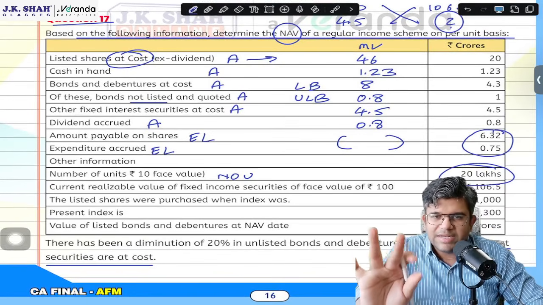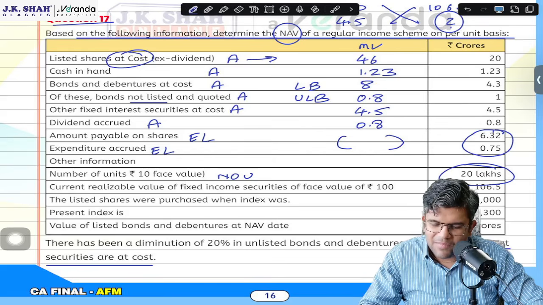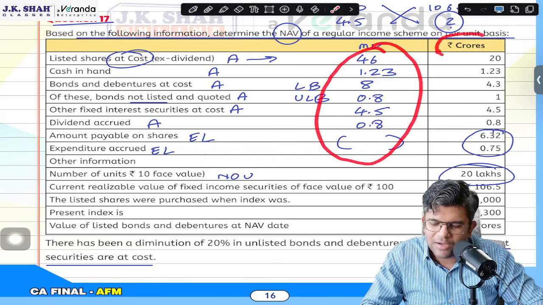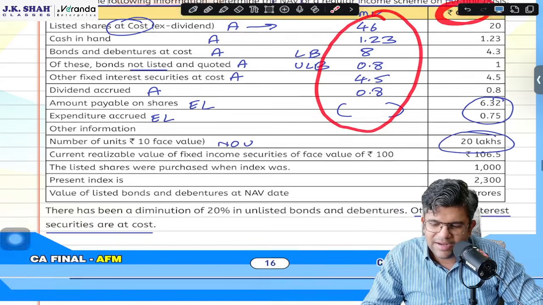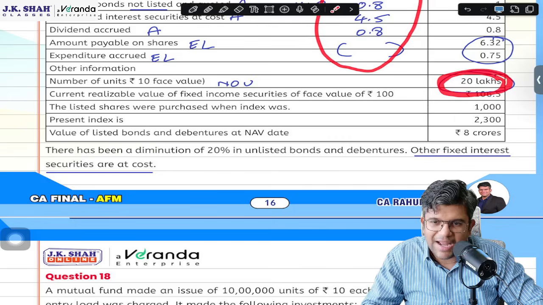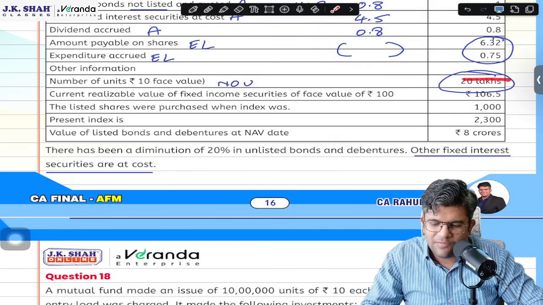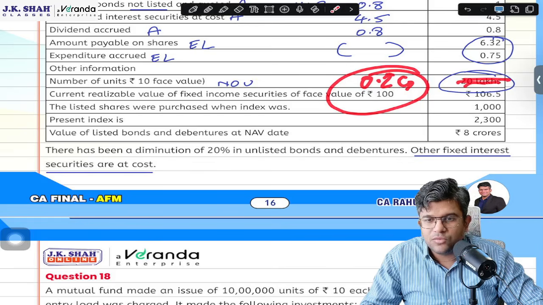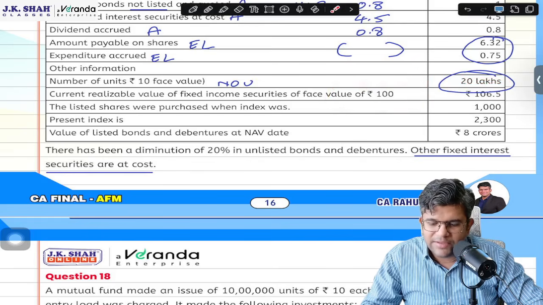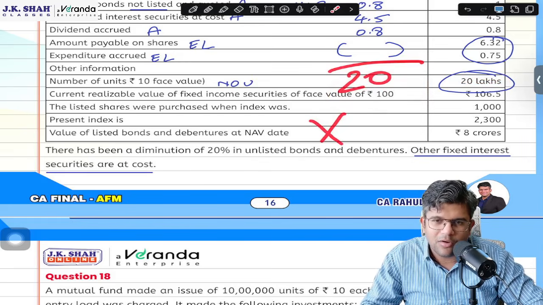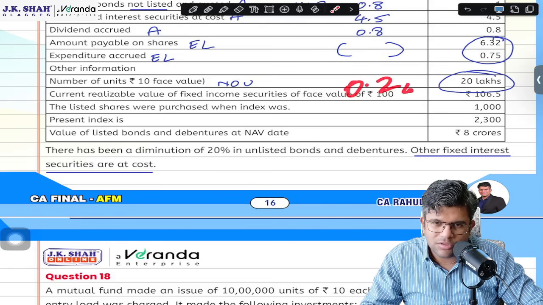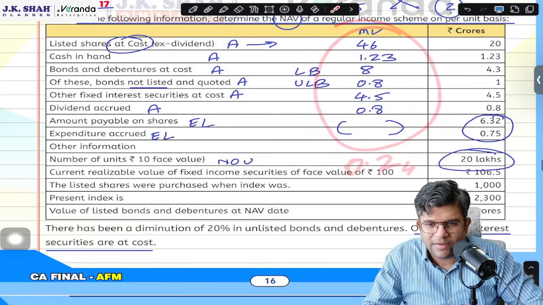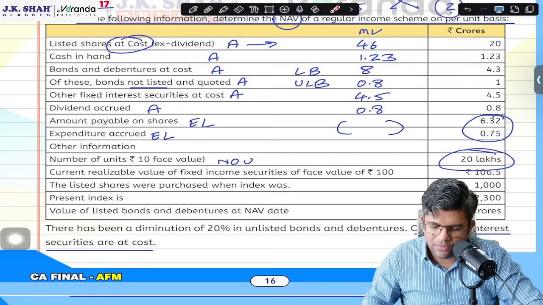Now one mistake you can make in the exam. Remember these numbers that you are working with are in crores, and ICAI has very intelligently put the number of units in lakhs. You will have to convert this to 0.2 crores. I hope everybody heard me. Students, everyone understood what I'm trying to say? Otherwise, if you divide this by 20, your NAV will become wrong. It will be wrong by 2 decimals. You have to do 0.2 crores. Or you convert these to 20 lakhs, whatever. But make sure there is uniformity, okay?